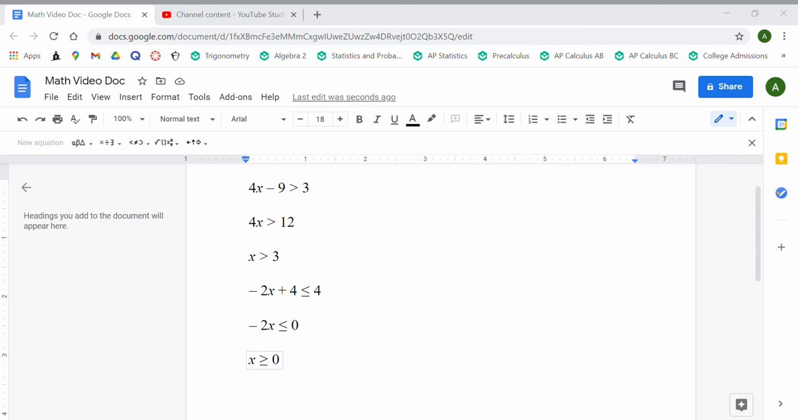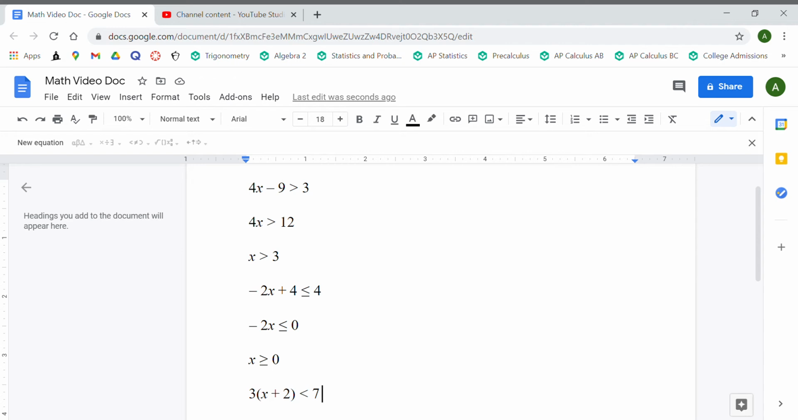Now we need to do some more advanced stuff. Hopefully you know about the distributive property. I did a review of the distributive property in my video of multi-step equations if you feel like you're struggling, okay? Alright, so we're going to try this one. 3 times the quantity x plus 2 is less than 7. Let's just say that.